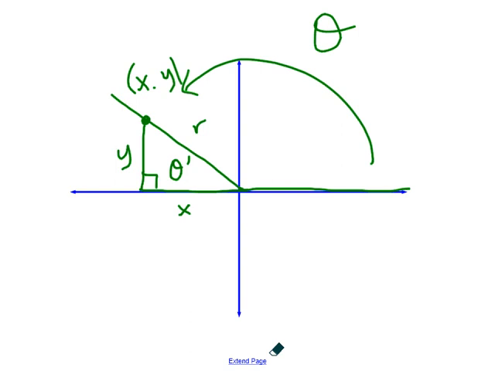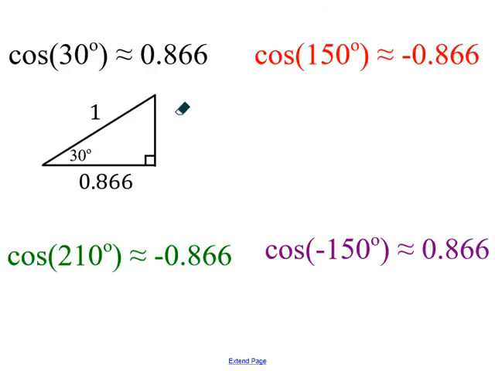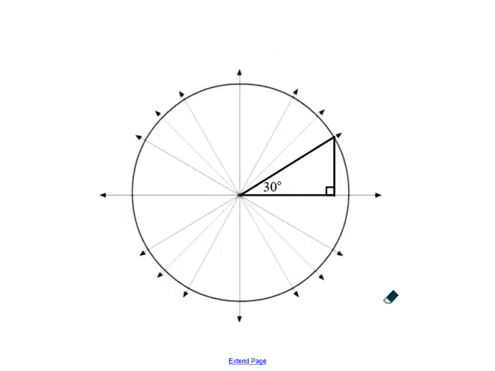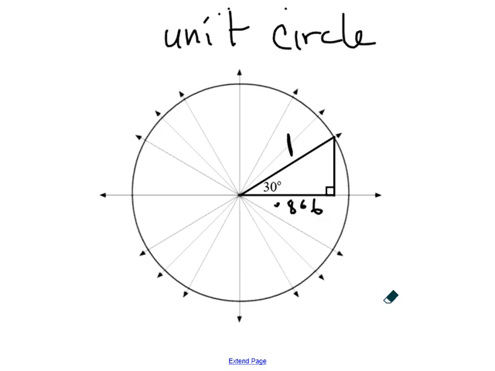In fact, let's look at it a little more specifically with our 30-degree angle. So cosine 30 is this. If I go to this, we're going to call this a unit circle. Instead of r, I'm making a radius of 1, which means my hypotenuse, no matter where I go, is going to be 1. So when I have 30 degrees, this is 0.866, because cosine of 30 is 0.866 over 1, 0.866.